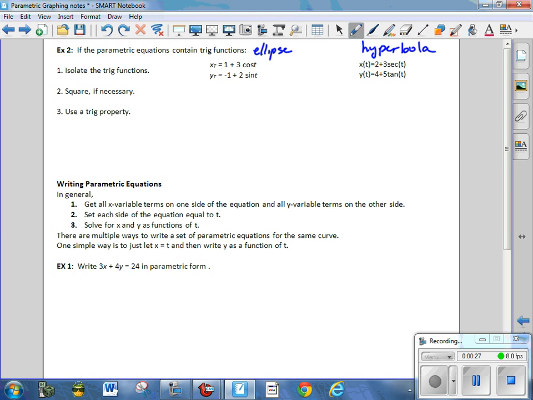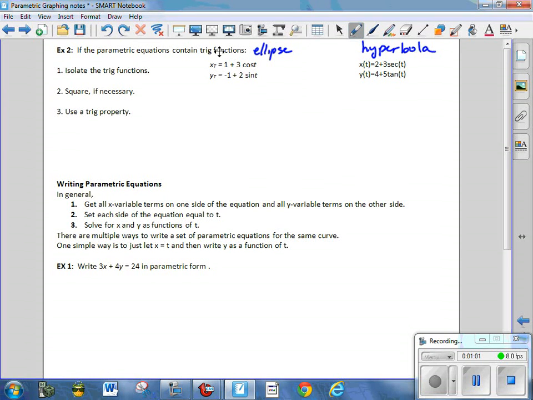Now, if I tried to eliminate the parameter t to put this in rectangular form by solving for t, then from the first equation I would have x minus 1 divided by 3 equals cosine of t, so t would be equal to inverse cosine of the quantity x minus 1 over 3. The second equation would give t equal to inverse sine of the quantity y plus 1 over 2. I meant to say x minus 1 over 3 on the first one, not t.